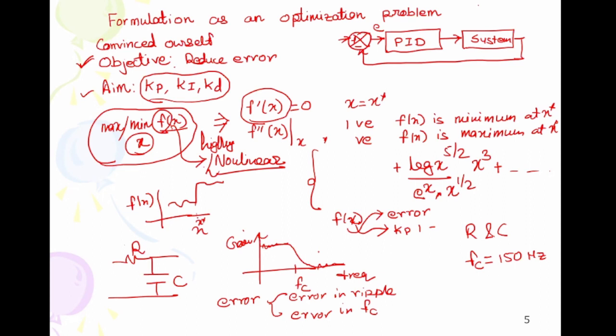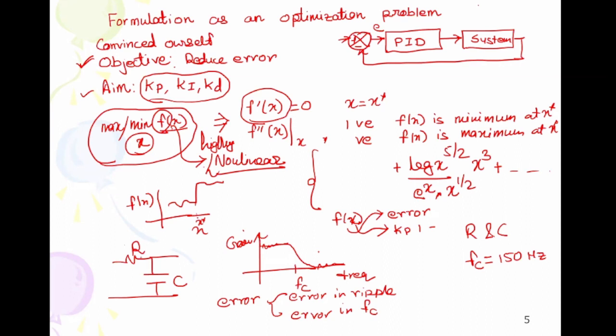They say that the ripple should not be greater than 2%. So 2% minus the ripple that you are getting, that is the error. And what is the error in the cutoff frequency? It is the cutoff frequency asked by the client, which is 150 Hertz, minus the cutoff frequency that you are getting. So there are two errors here. These two errors, you have to make 0. So how can you make it 0? By taking the proper value of R and C.